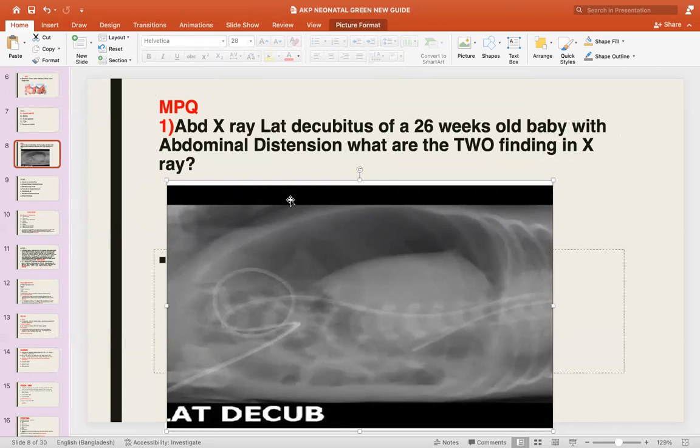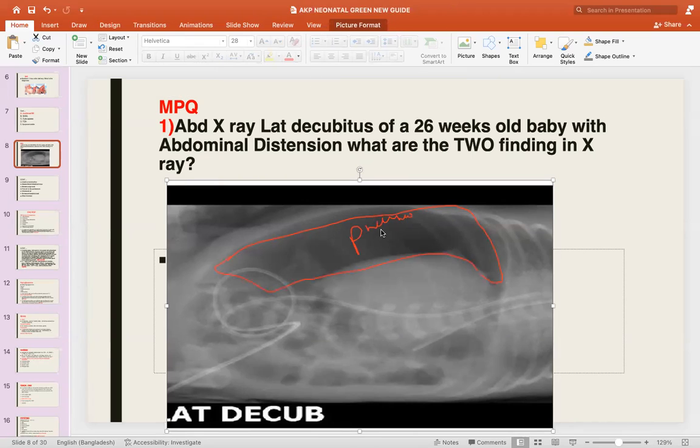From a preterm baby, which kind of X-ray can you suspect? Abdominal X-ray, necrotizing enterocolitis. Can you tell us? Pneumoperitoneum. Very good. This is free air inside the abdominal cavity, right? Air is black color. This is pneumoperitoneum.